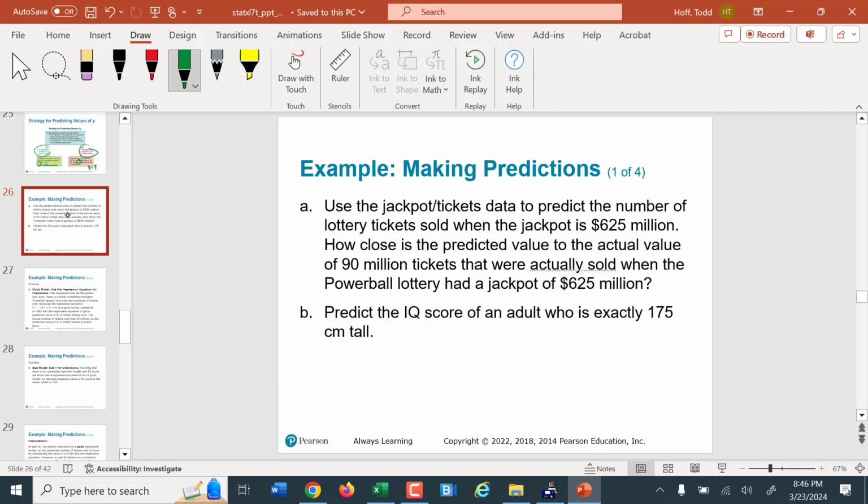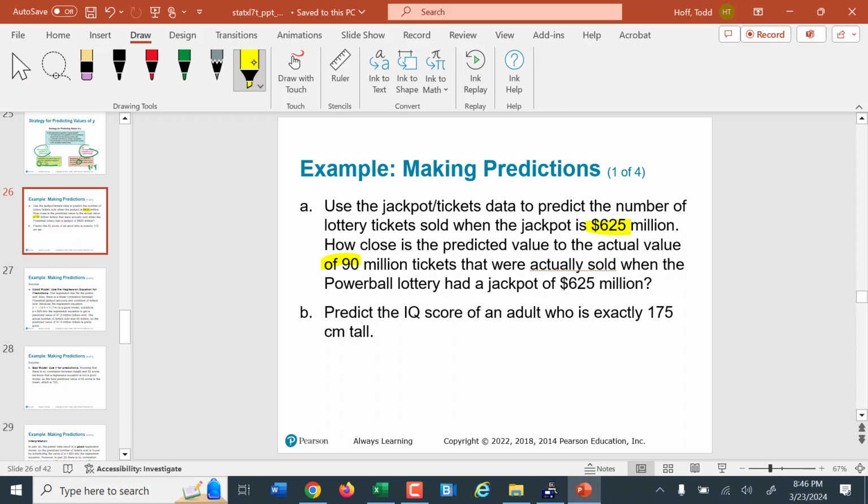So in this case, the jackpot versus the tickets is a good regression relationship. We got a strong correlation. The graph appears to be good. So we can use that to predict. So we might ask you, if the jackpot is $625 million, predict how many tickets would be sold. Now the predicted value is 90 million tickets using the equation. And we'll show you where that comes from in a little bit.